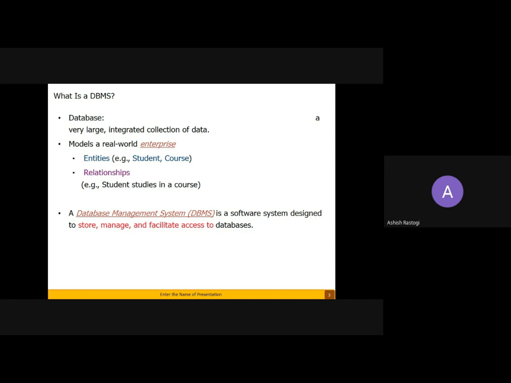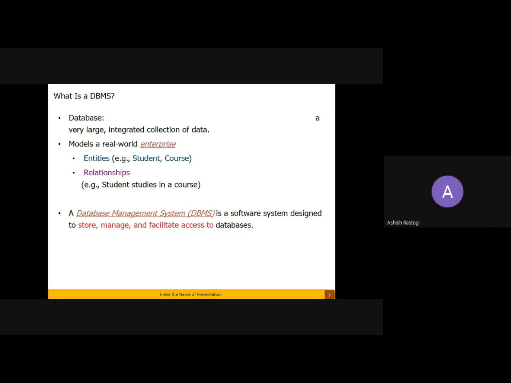So database is a collection of interrelated data. It's very large and also integrated. I hope you understand this line: very large integrated collection of data. Is it clear? Yes, sir. Yes, sir.